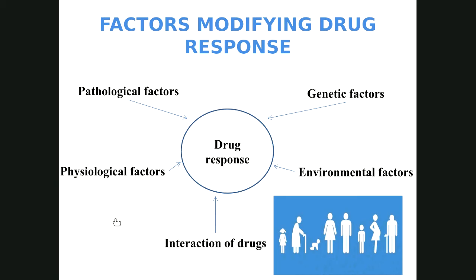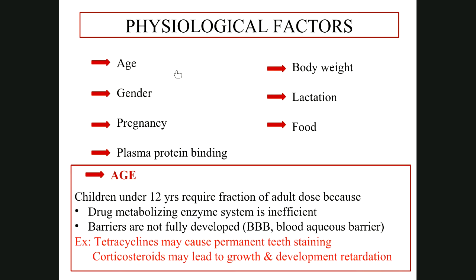So we will start with the first one, that is physiological factors. Now in the physiological factors we have age, gender, pregnancy, plasma protein binding, body weight, lactation and food. Now this is very simple. You will already have a background in your mind regarding these factors. You can tell, but we will see what can be the reason for that.